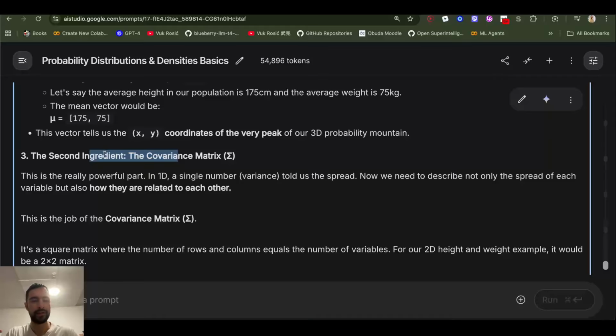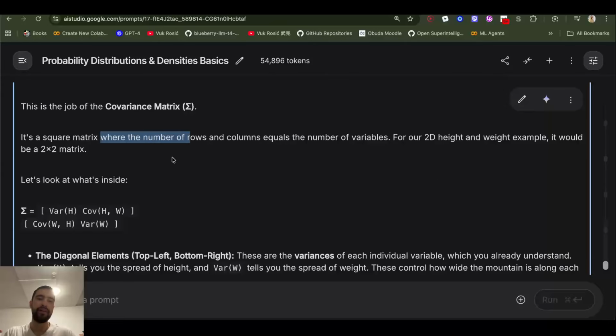And the second ingredient is the covariance matrix. In the 1D bell curve, we had variance, which was just a single number. But now we need to describe not only the variance, the spread of each of the variables, but also how they relate to each other. The covariance matrix is a square matrix where the number of rows and columns equals the number of variables. In our height and weight example, it would be a 2 by 2 matrix.